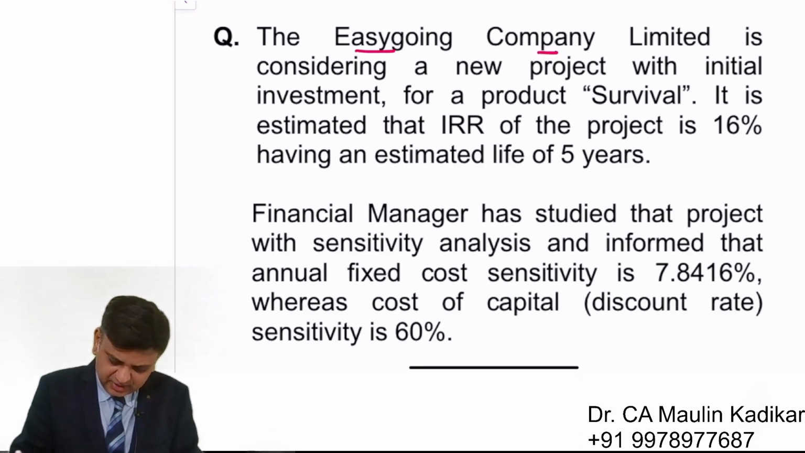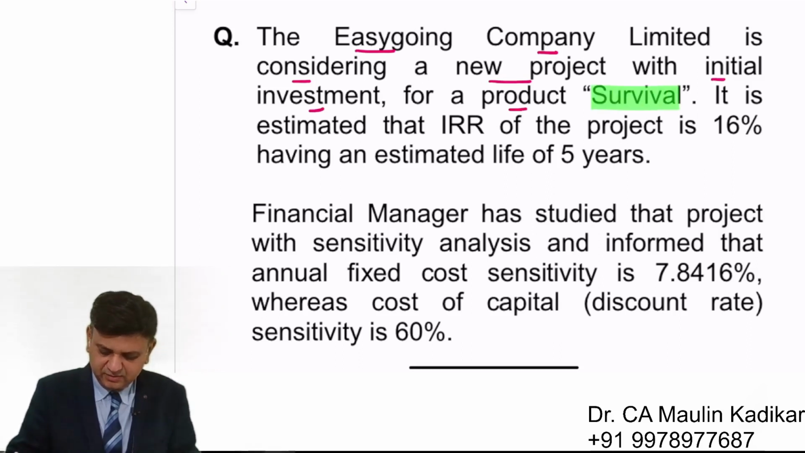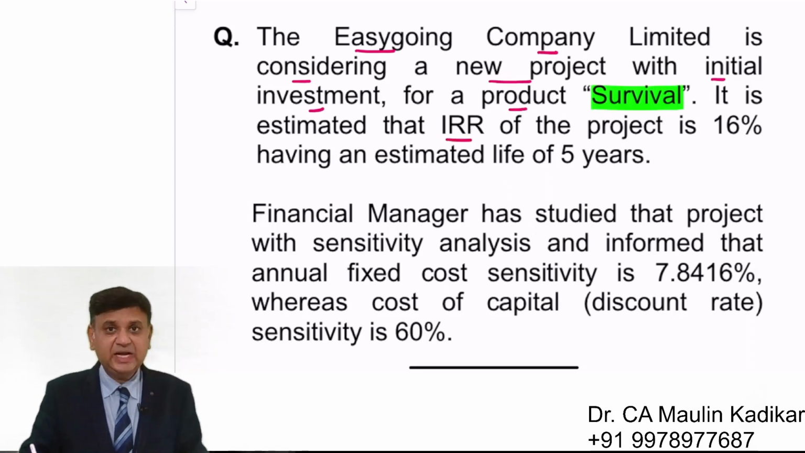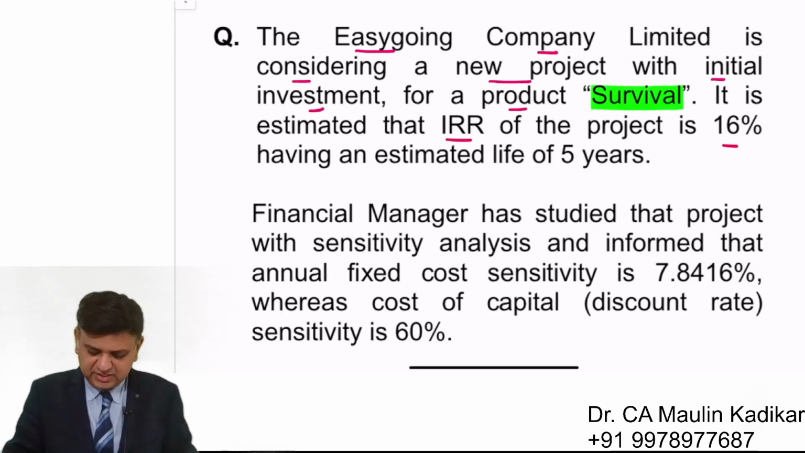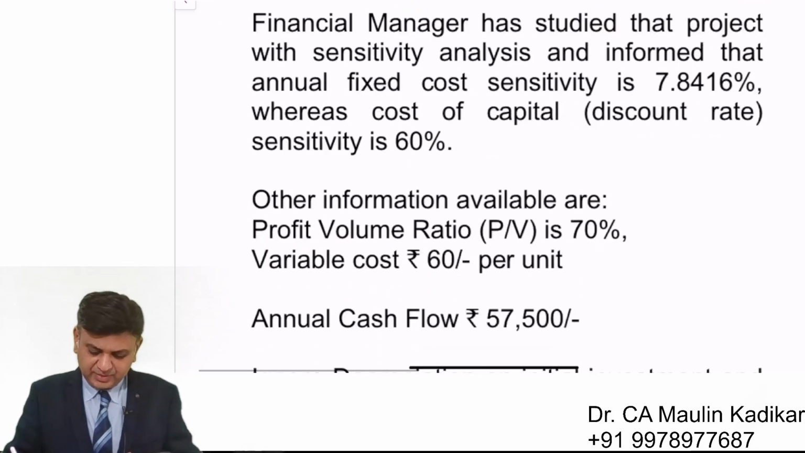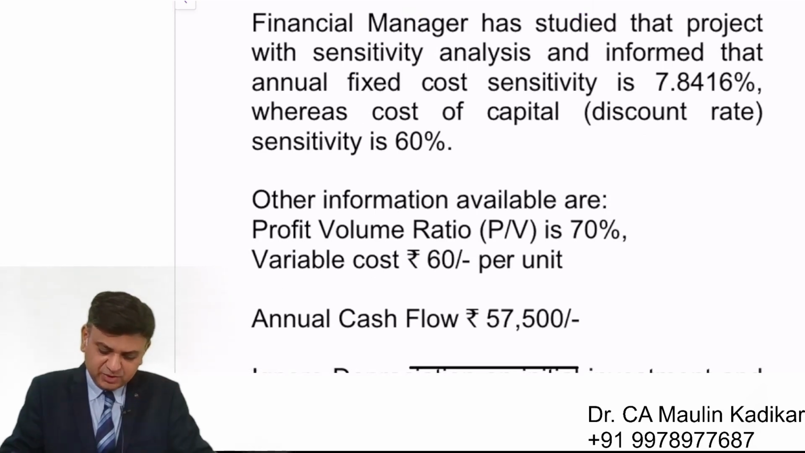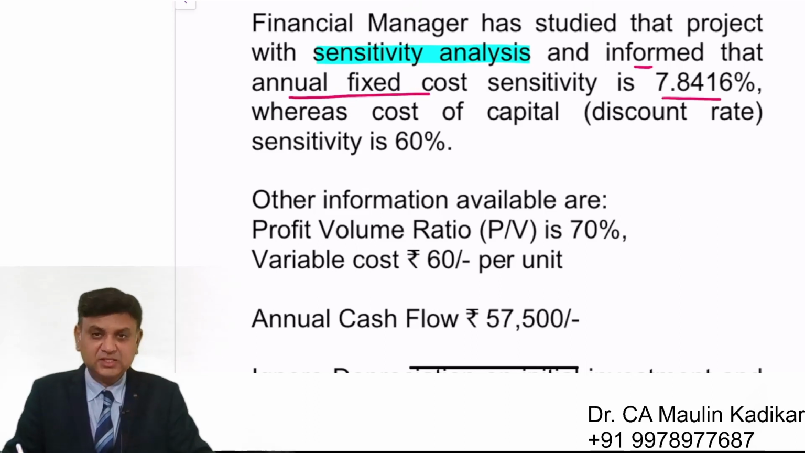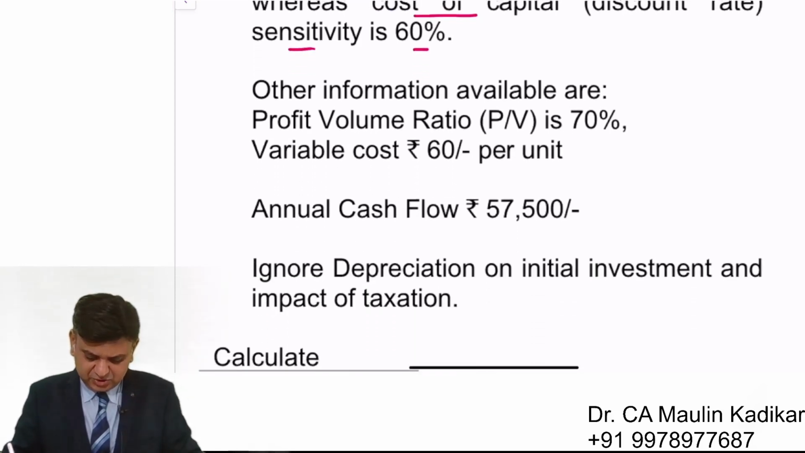The Easygoing Company Limited is considering a new project with an initial investment for a product called Survival. It is estimated that the internal rate of return of the project is 16%, having estimated useful life 5 years. The financial manager has studied the project with highlight the portion sensitivity analysis and informed that annual fixed cost sensitivity is 7.8416 percentage, whereas for the discounting rate or the cost of capital the sensitivity is 60 percentage.